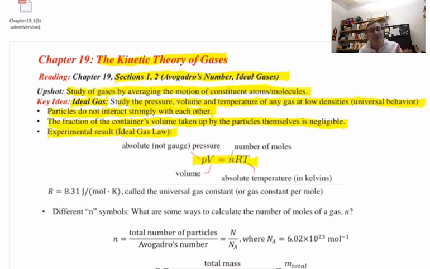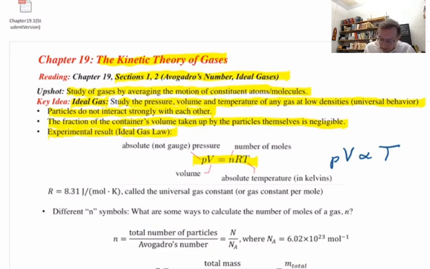The pressure times the volume, I'll write it like this. The pressure times the volume is proportional to the temperature. And then to make an equality, we introduce two things: something that measures the amount of gas, and then just a constant. So let me say more about each one of these terms.